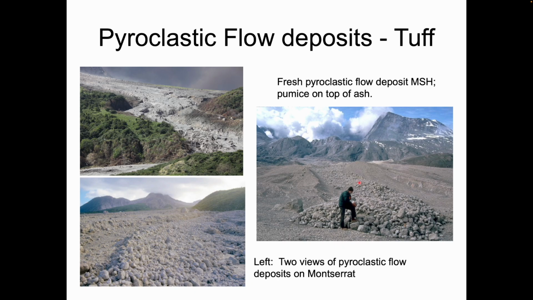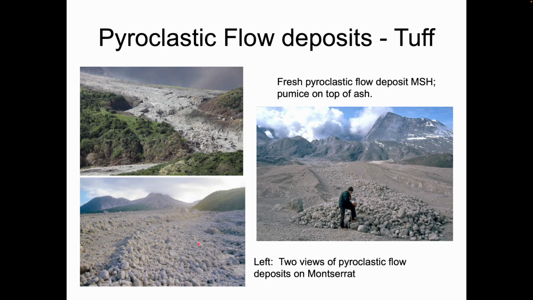Tuff is the primary volcanic deposit you get from pyroclastic eruptions. On Mount St. Helens here we have this pumice flow, which is just literally a flow of pumice blocks that was trapped inside an ash cloud. The ash cloud stopped, all the pumice fell out.